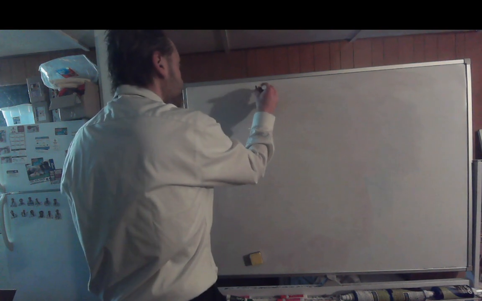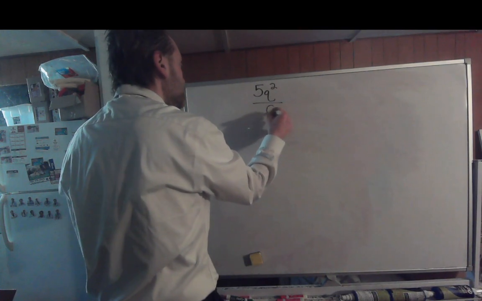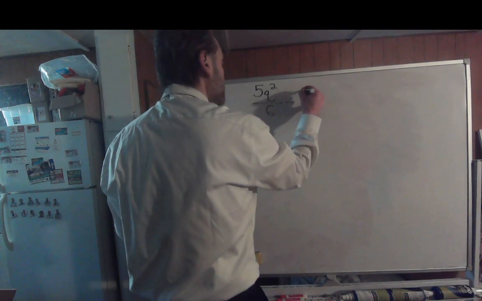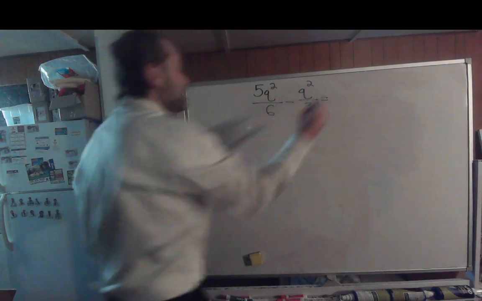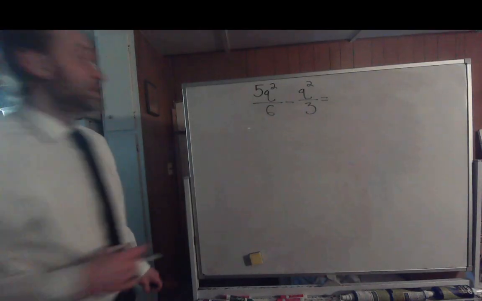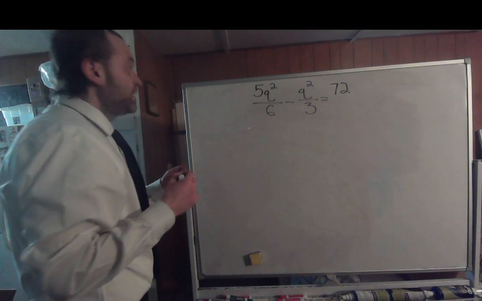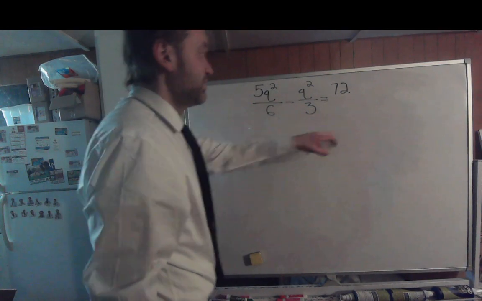All right, we have 5q squared over 6 minus q squared over 3 is going to be equal to 72. So we have 5q squared over 6 minus q squared over 3 equal to 72.